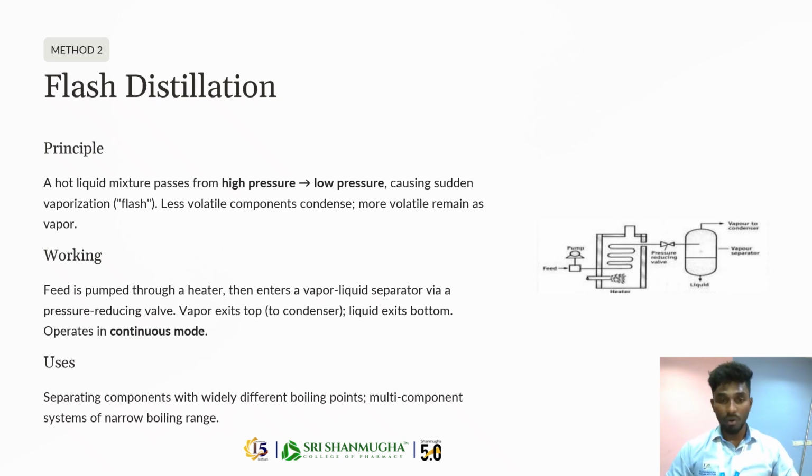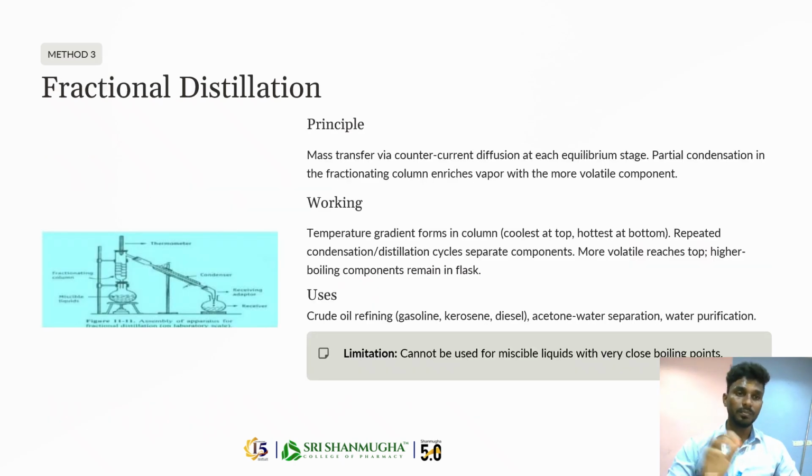Separating components with widely different boiling points, and multi-component systems with a narrow boiling point range. And the third one is the fractional distillation method. The basic principle is mass transfer by countercurrent distillation at each equilibrium stage, where partial condensation in the fractionating column enriches the vapor with the more volatile components. The working principle: a temperature gradient forms in the column, coolest at the top and hottest at the bottom, and repeated condensation-distillation cycles separate the compounds. The more volatile reaches the top, and higher boiling compounds remain in the flask.